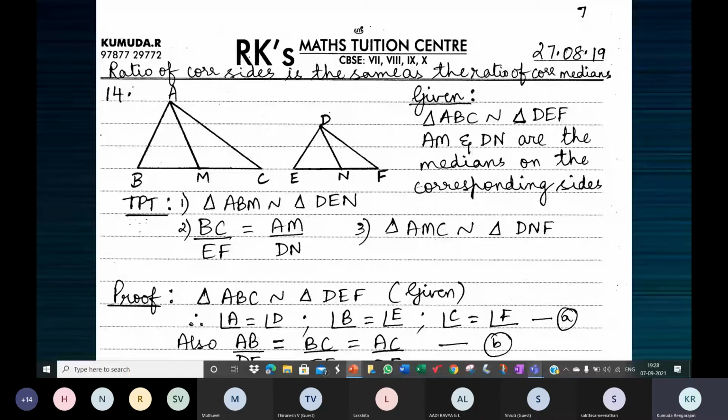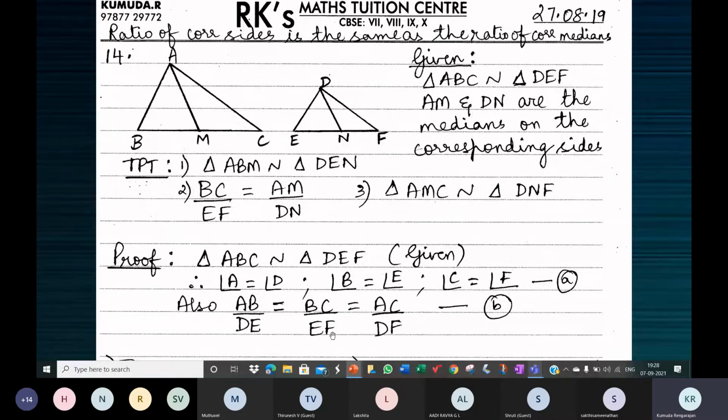We'll alter BC by EF. So we can write BC by EF as BC by 2 by EF by 2. That is, we can divide the numerator and denominator by 2. Now what is BC by 2? BM, because half of BC is BM.